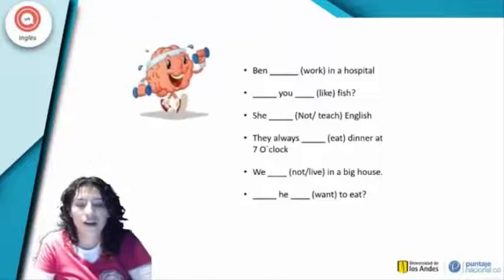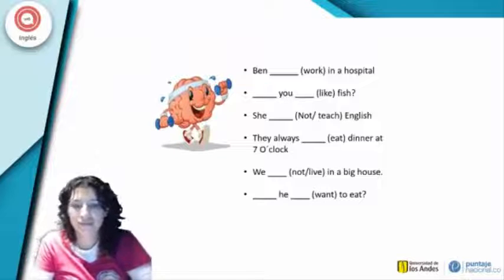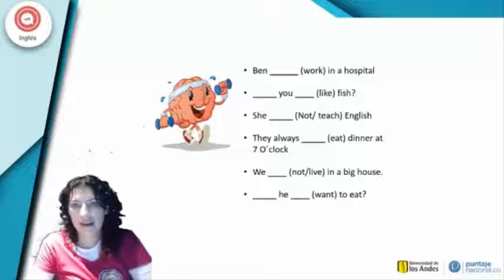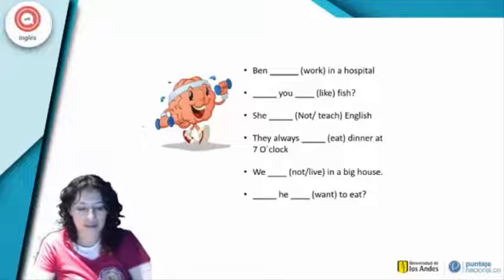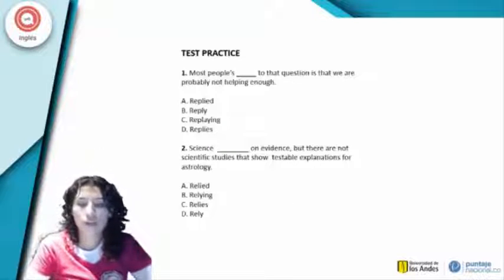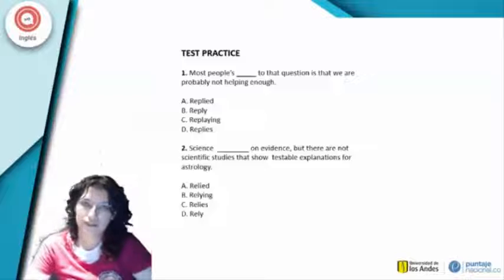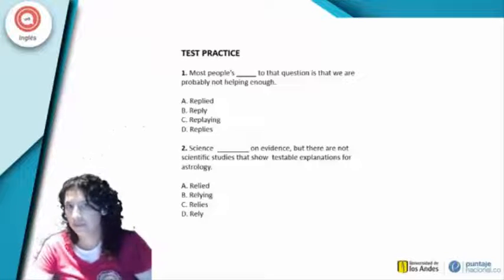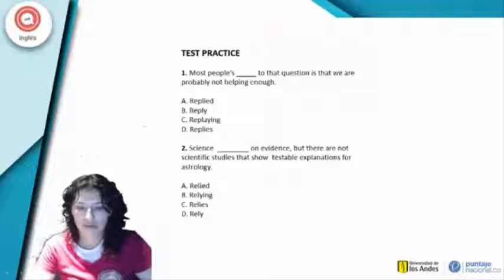Good. Let's exercise our brains. So for the first one, number 1, 2, 3, 4, 5, and 6, I want you to put the verb in the correct form for the present simple to complete the sentences, okay? So now we have some questions that are from the test practice. This means that these questions might be found in exams of Saber 11, okay? So let's check the questions.